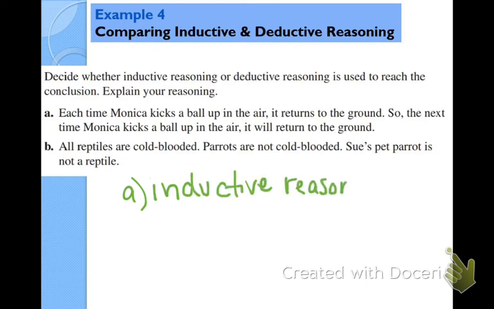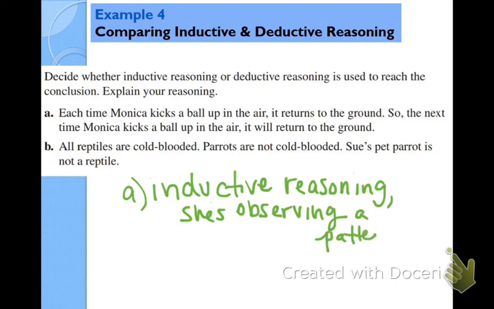Inductive reasoning, because she's observing a pattern. Make sure if it says explain your reasoning, you do. She's observing a pattern. You don't know how old she is. My daughter is 3. She does not know the law of gravity. If it said instead, Monica knows because of gravity, what goes up comes down, she knows when she kicks this ball, it will come down, that would be based off of a law. Right now, she's just observing when she kicks it, it comes down. So the next time she kicks it, it will come back down.